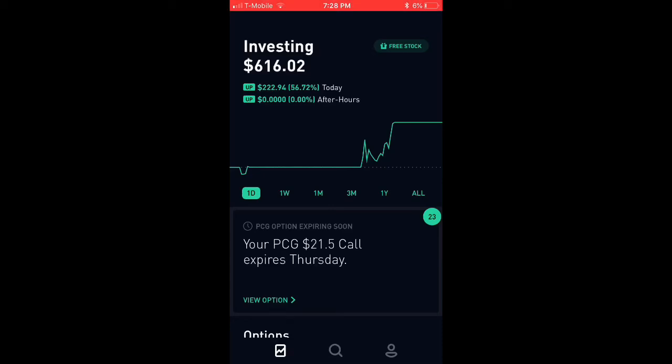Hey, what's up, guys? Today I'm going to be showing you how to trade options on the Robinhood app. I'm basically going to be explaining the difference between a call and a put, so that whenever I call something out in the group, you guys can have a better understanding of why it's a good trade or why not.